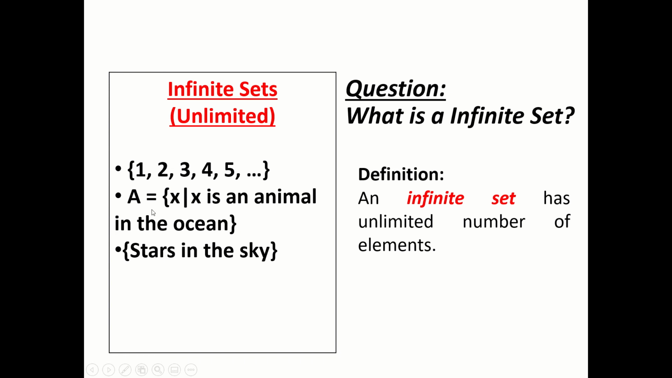That goes to a set containing the element X, such that X is an animal in the ocean. There are a lot of animals in the ocean, and there are even more we have not discovered yet because of our limitations and technologies. So you cannot simply identify the number of animals in the ocean, and that becomes an infinite set. Similar to the stars in the sky, there are a lot of stars in the sky, and you cannot actually count them. So that's infinite.